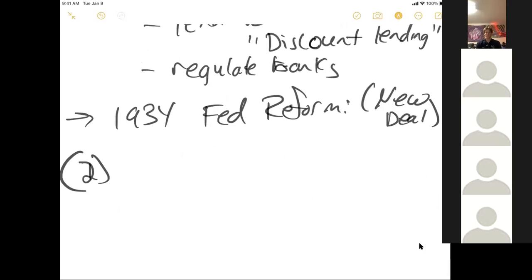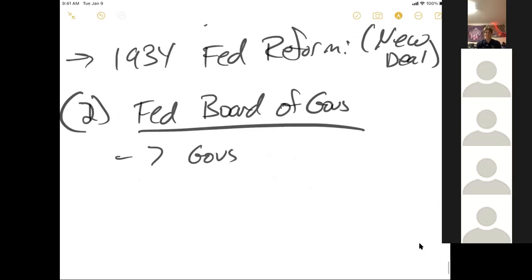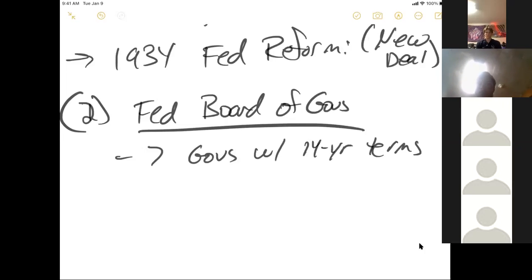And two new components were added to the Federal Reserve. The first was the Federal Reserve Board of Governors. These are 7 governors with 14-year terms. The process here is very similar to getting on the Supreme Court. You're appointed by the president and you're confirmed by the Senate. Instead of having a lifetime appointment, though, you only have a 14-year appointment.